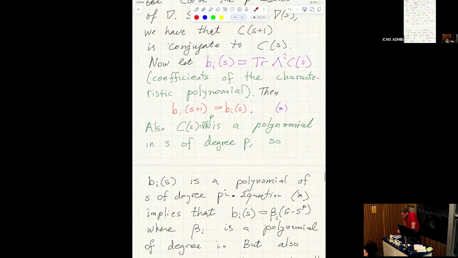Also, my p-curvature is nabla of s to the p. And this is a polynomial in s of degree p, because nabla of s is a pencil. So this is where I use this linear condition.